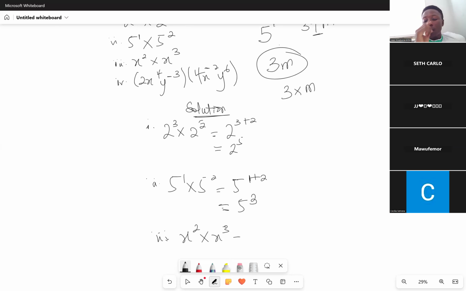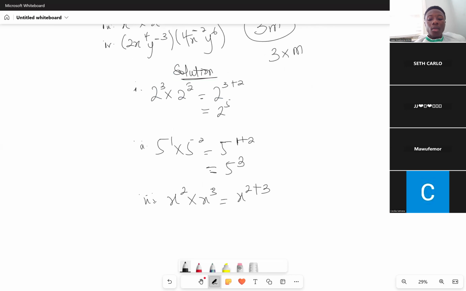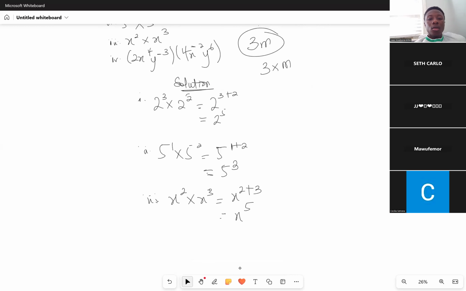Here the number is changed to a letter. So what happens? It's the same approach. So x exponent 2 plus 3, which is equal to x exponent 5. Now let's look at the last one. The last one.